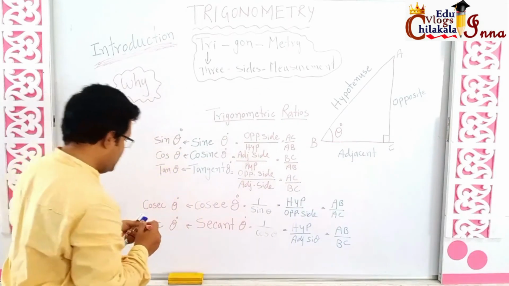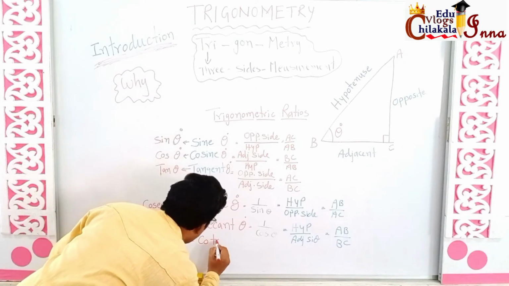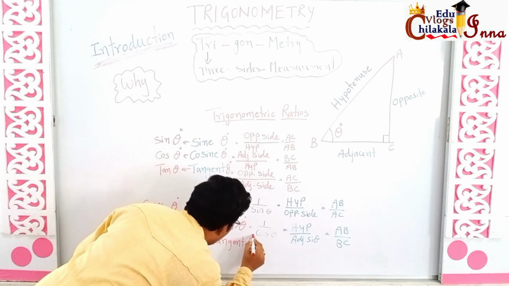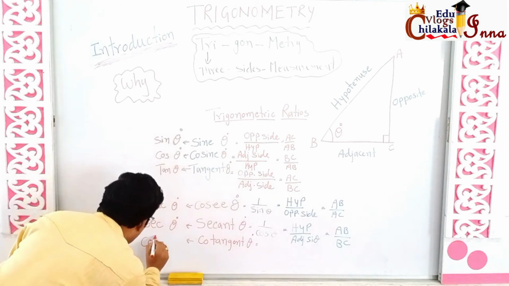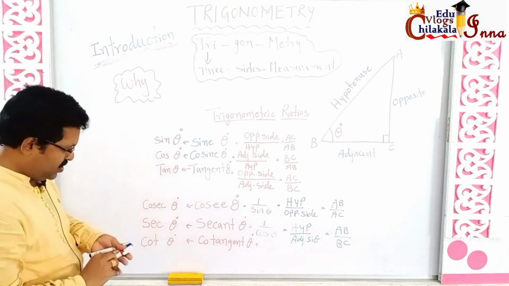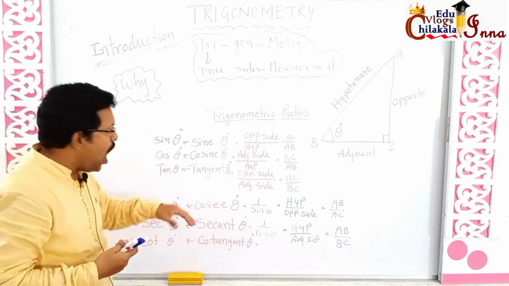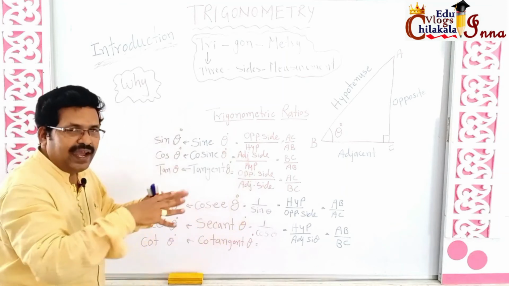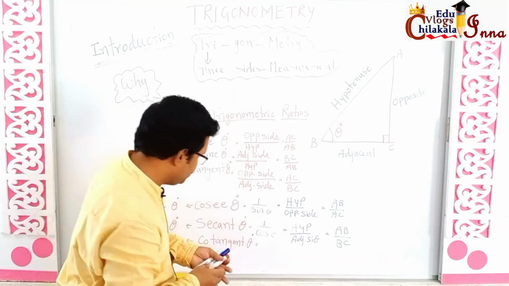Let me write the last trigonometric ratio. This is cotangent of theta, cot theta. So what is this cotangent? Cotangent is the opposite of tangent. 1 by opposite side by adjacent side, that means adjacent side by opposite side.